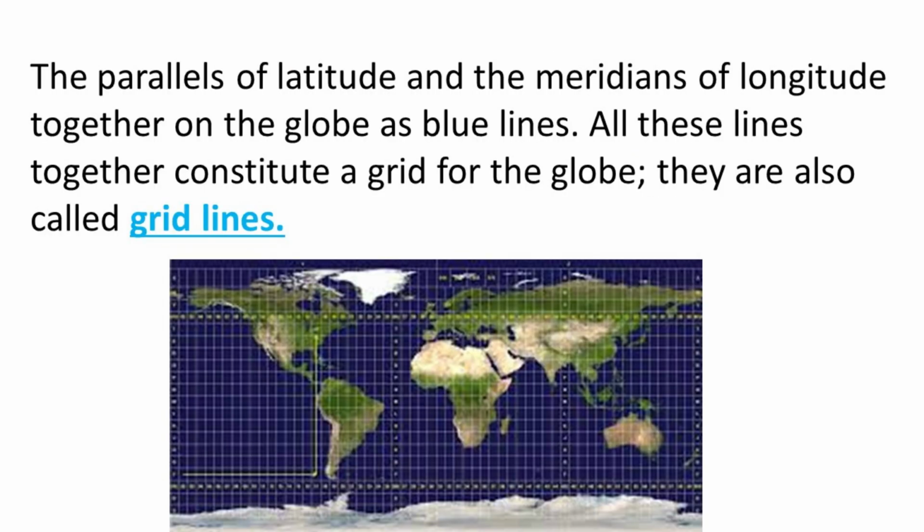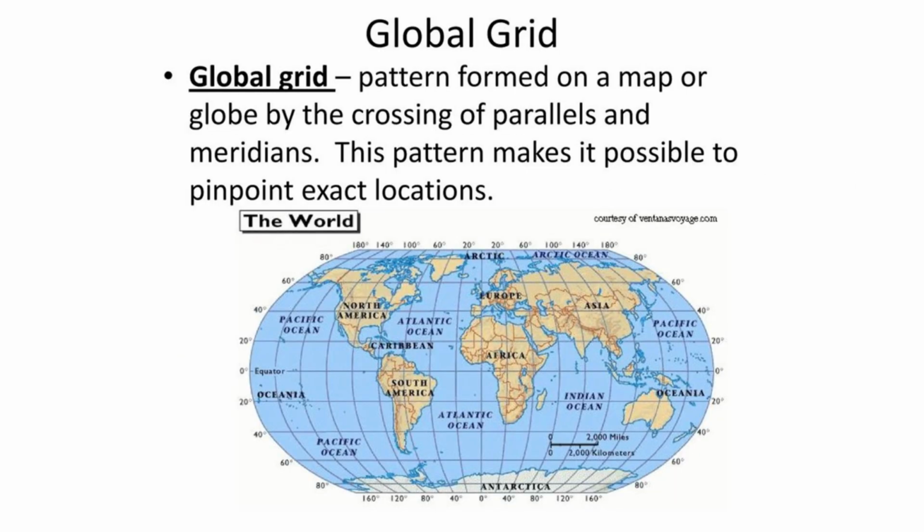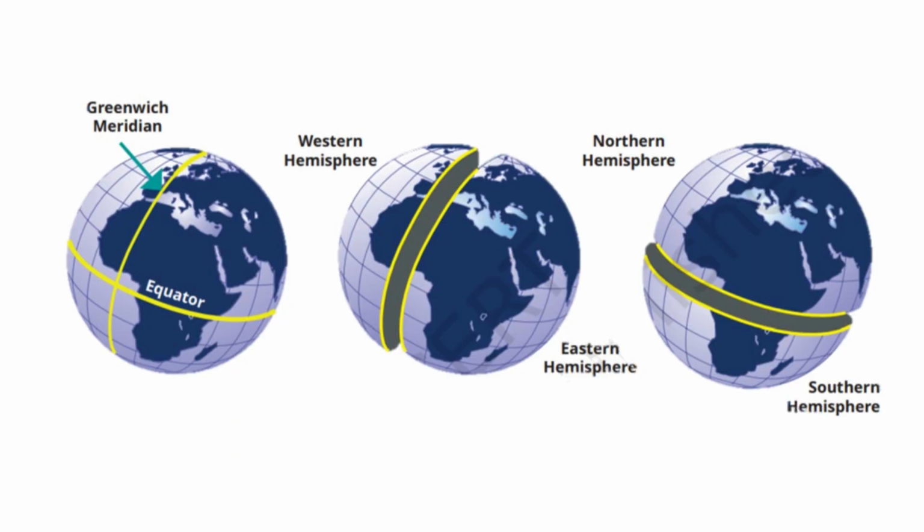The parallels of latitude and the meridians of longitude together appear on the globe as blue lines. All these lines together constitute a grid for the globe. They are also called grid lines.